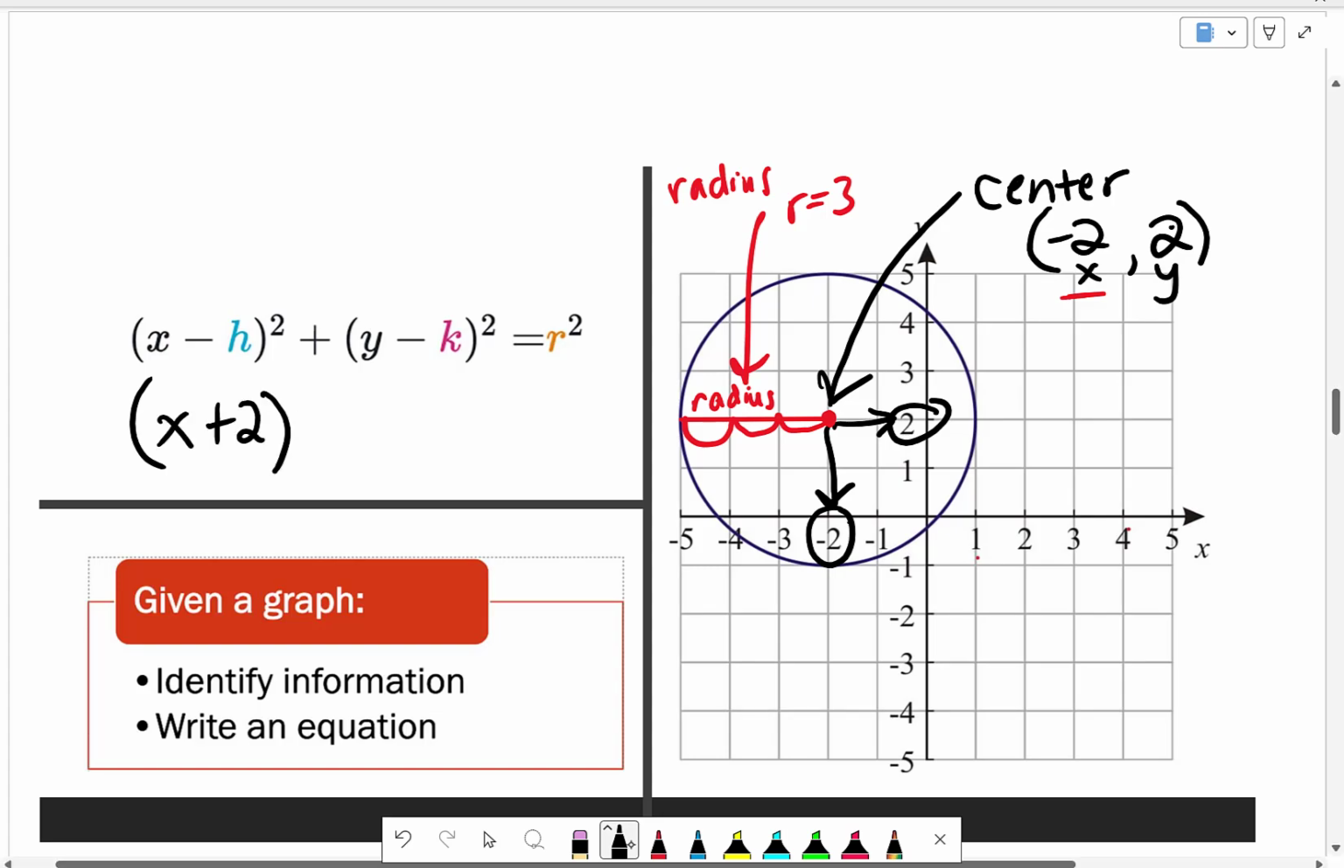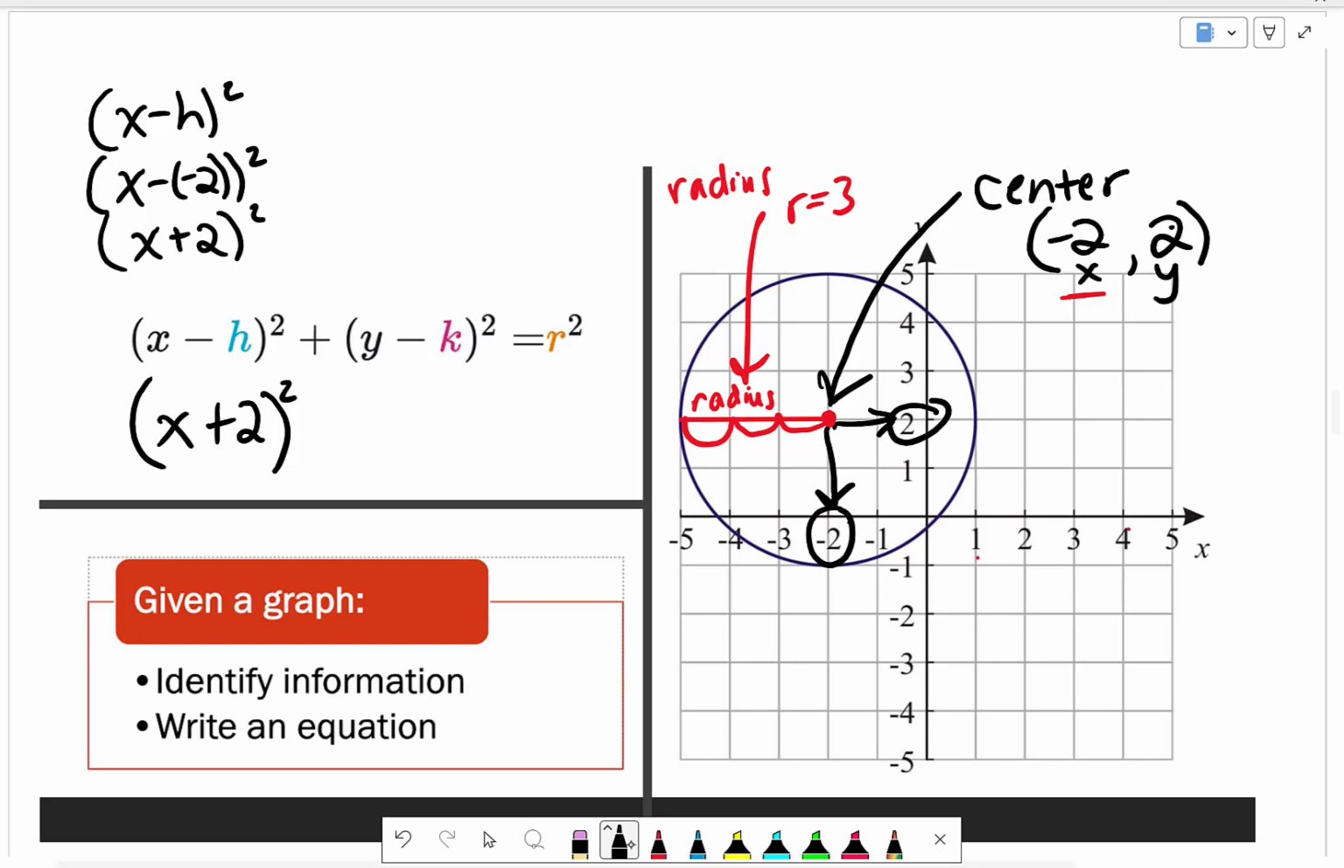Now why is that? That's because x minus h, minus and minus is plus. So the faster way of doing it is just memorizing that you need to change the sign. But this is why, because this sign changes the sign of the h.